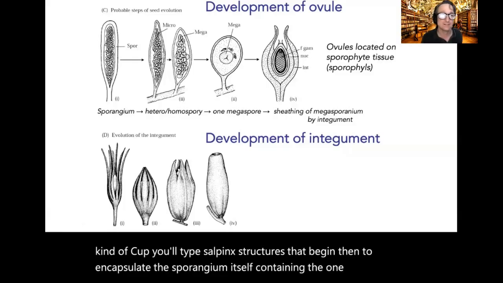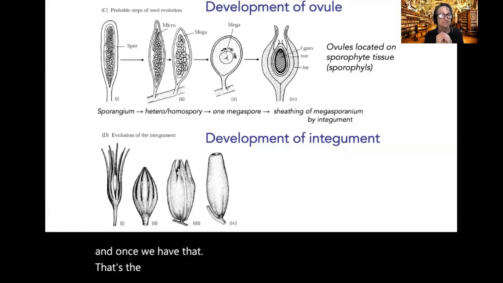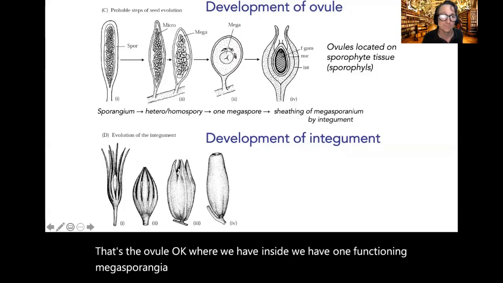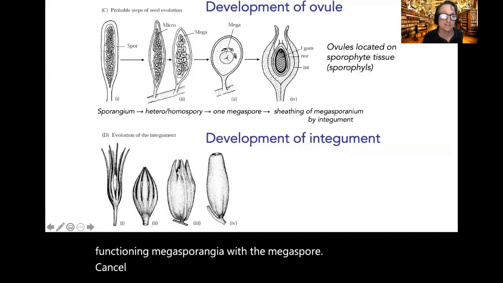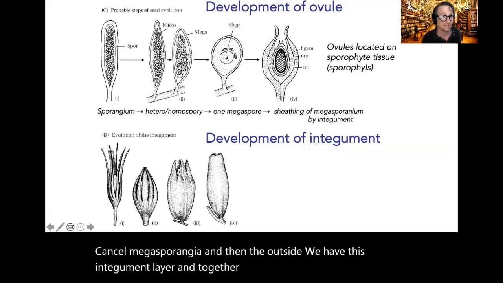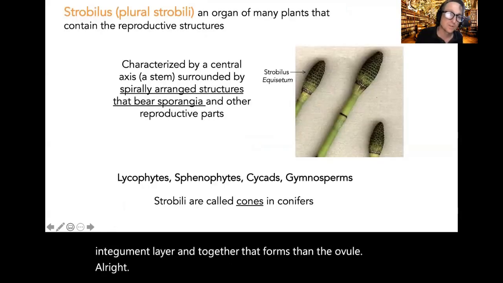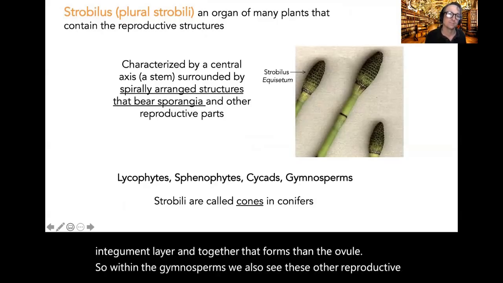And once we have that, that's the ovule, where inside we have one functioning megasporangium with a megaspore, and on the outside we have this integument layer, and together that forms the ovule. All right. So within the gymnosperms, we also see these other reproductive structures, these cone-like structures, and we call these cone-like structures a strobolus.